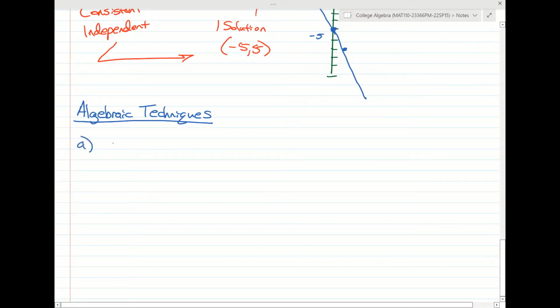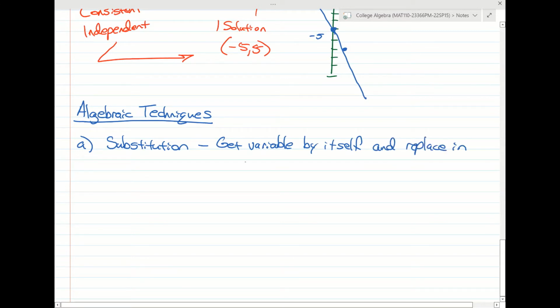First thing I want to focus on is called substitution. With substitution, the idea is that we get the variable by itself and to replace in the other equation.